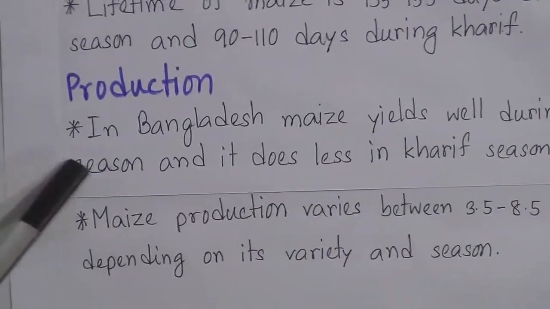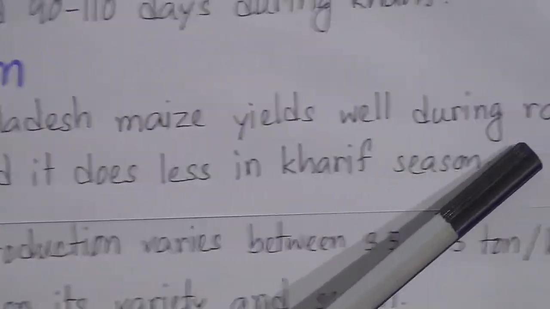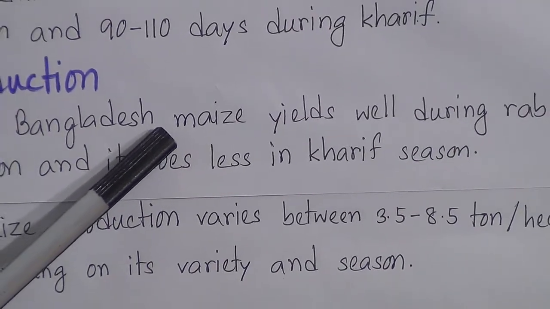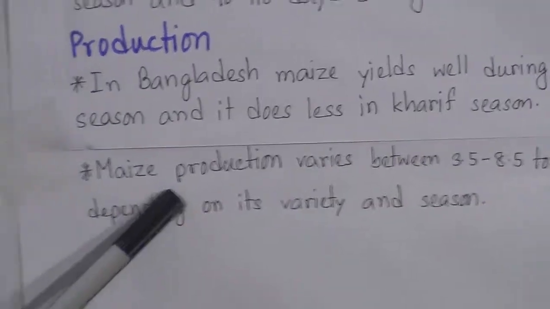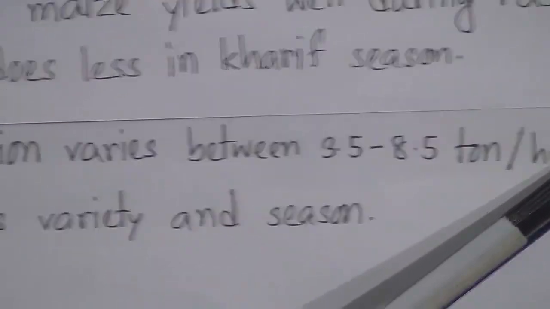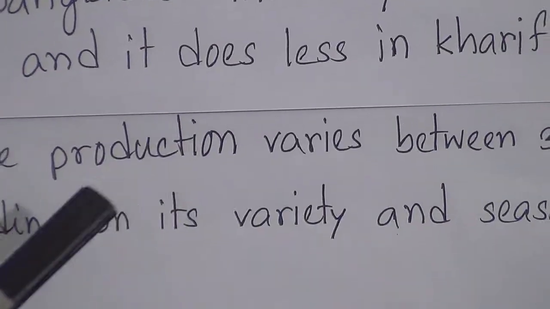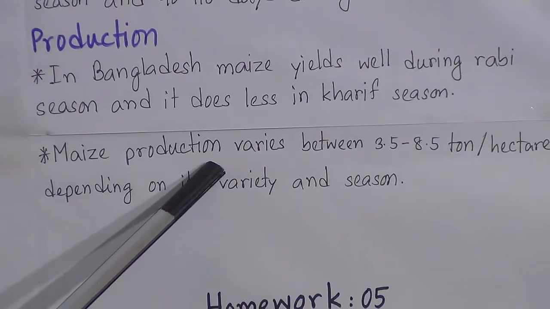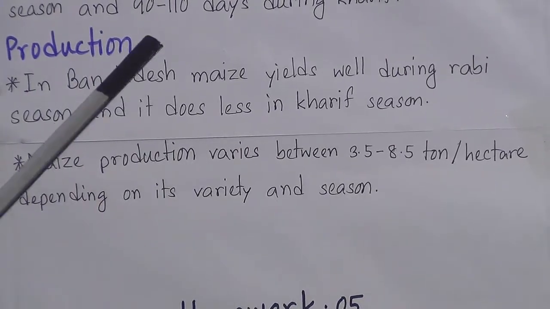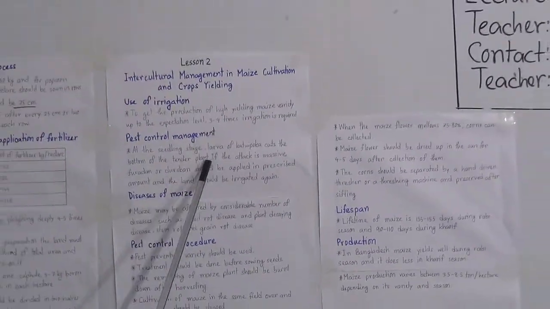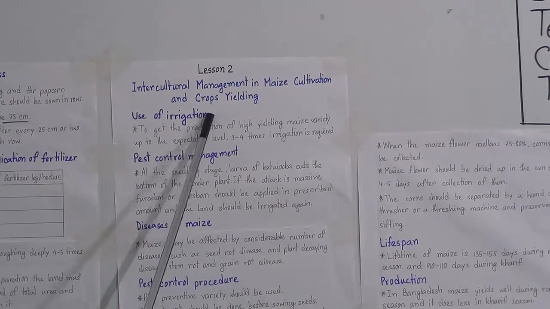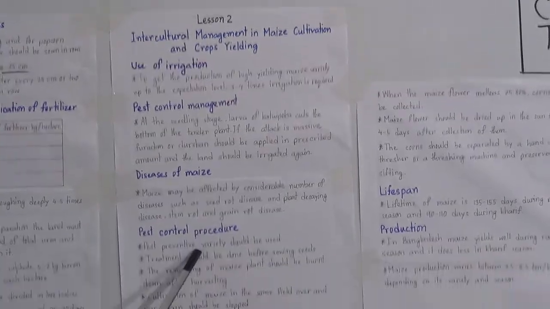Now the production. In Bangladesh, maize yields well during Rabi season and less in Kharif season. So winter is the best season for the production of maize. Maize production varies between 3.5 to 8.5 ton per hectare depending on its variety and season. So maize production depends on the variety of the maize seeds and the season of the year. So in lesson 2 we learned what we need to care about in maize production.